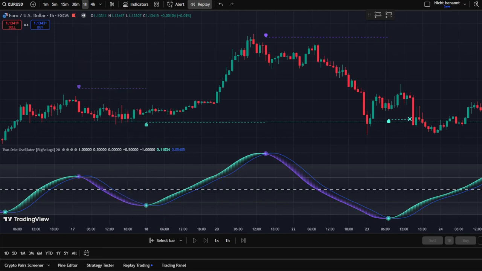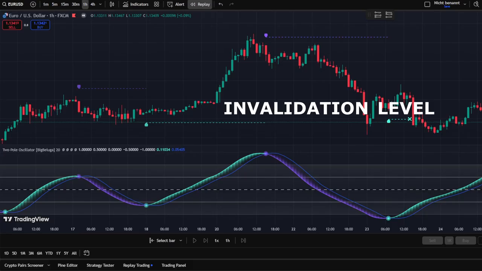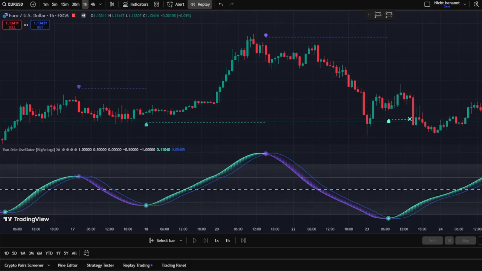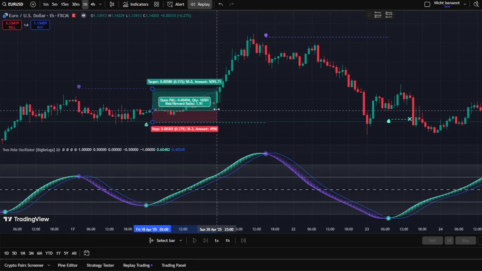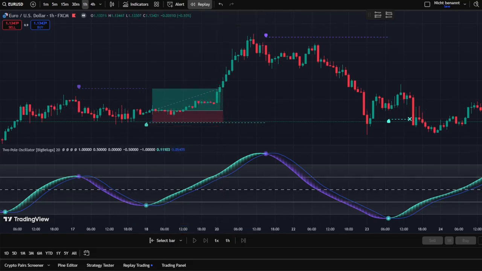Next to each buy signal, there is a dotted line, which is known as the invalidation level. This level appears next to each buy signal and is very important. These lines can be used as stop-loss lines. So when we open a long position, we can put our stop-loss right on or below this line, and we will have a pretty decent trading setup.